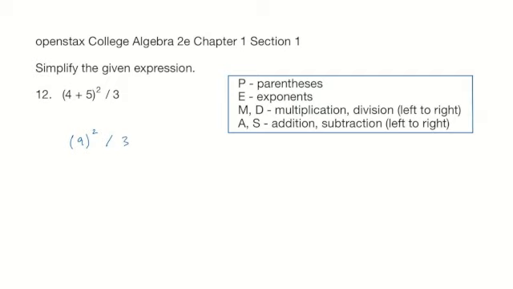9 squared is 81. Then we divide by 3. And 81 divided by 3 is 27. And that is our final answer.